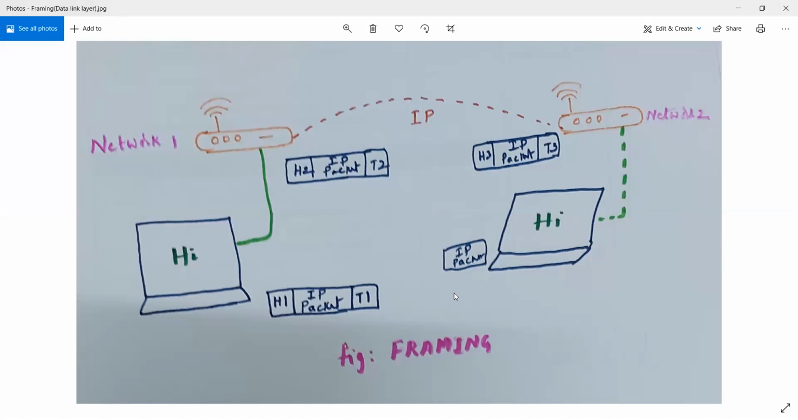Okay, so far it is fine. Next, what did we say? The data link layer gives access to the upper layers. So finally, when the data arrives at the laptop, it is decapsulated and forwarded to the network layer. It is decapsulated and simply becomes an IP packet. Now this IP packet is forwarded to the network layer.